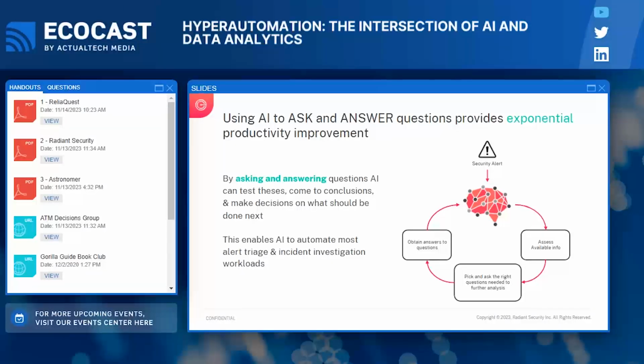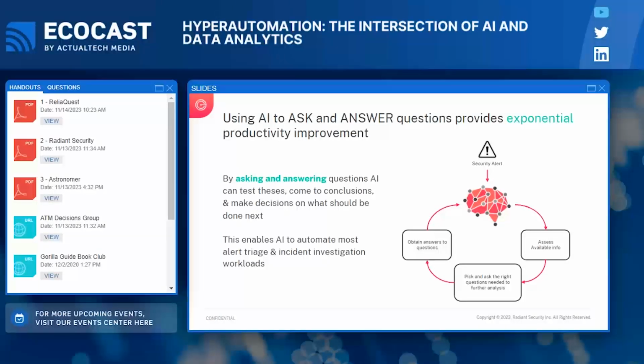Then it's going to reevaluate the information that it has. It's going to ask those same questions again. Okay, based on my new understanding of the world, what questions do I need to ask and answer? And this kind of Q&A feedback loop essentially enables AI to move from just being an assistant helping you answer questions more efficiently to being able to automate a lot more of the process, including alert triage and incident investigation.